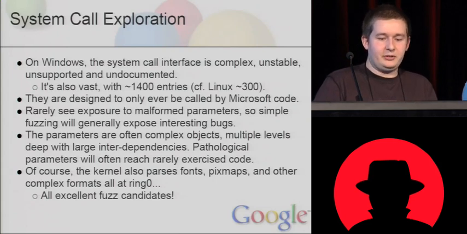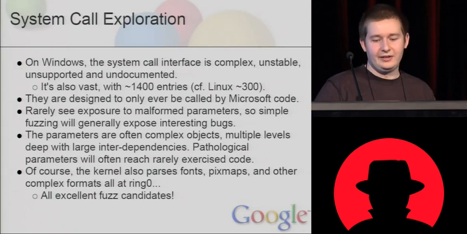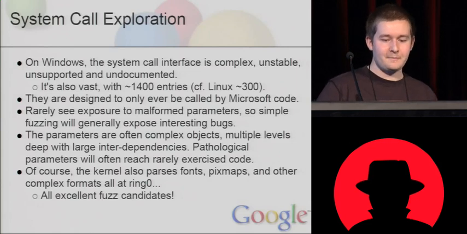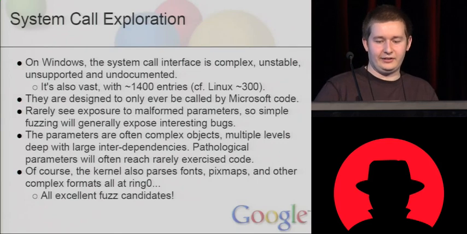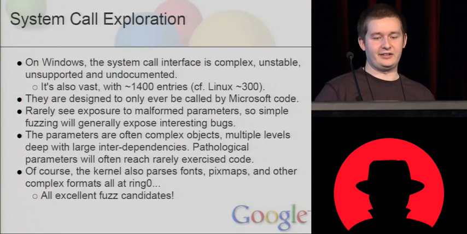If you set pathological parameters in these complex structures, you can reach some very rarely exercised code. In fact, there's code that you simply cannot reach via any supported interface, and it's difficult to imagine how Microsoft managed to test this. And no end users are going to complain, simply because they'd never rely on this code. Of course, kernels also parse lots of interesting stuff like fonts and other complex formats, and this is all done at ring 0, and these are great fuzz candidates.